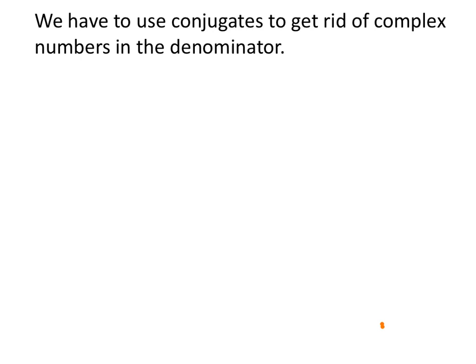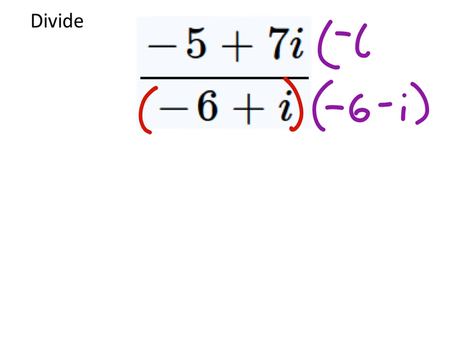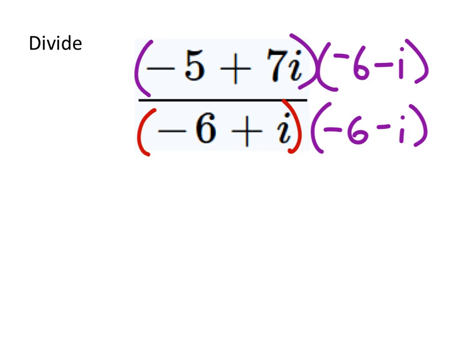So again, just like we just said, rationalizing the denominator, we have negative 6 plus i, and its conjugate is negative 6 and i, but this time it's going to be subtraction. Now again, this needs to be a factor of 1, so we're going to multiply it in the numerator as well, and acknowledge that that binomial is there as well. Alright, so let's multiply these out then.